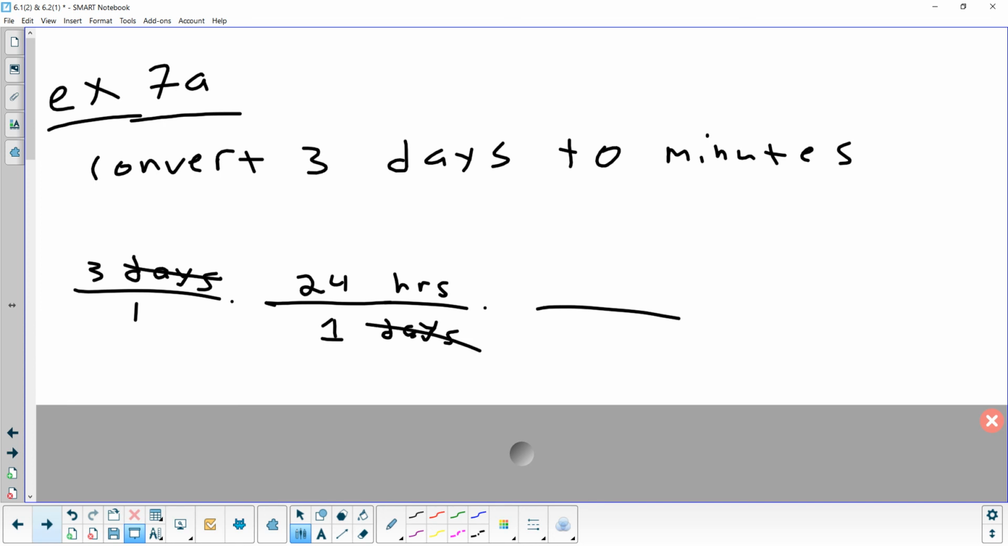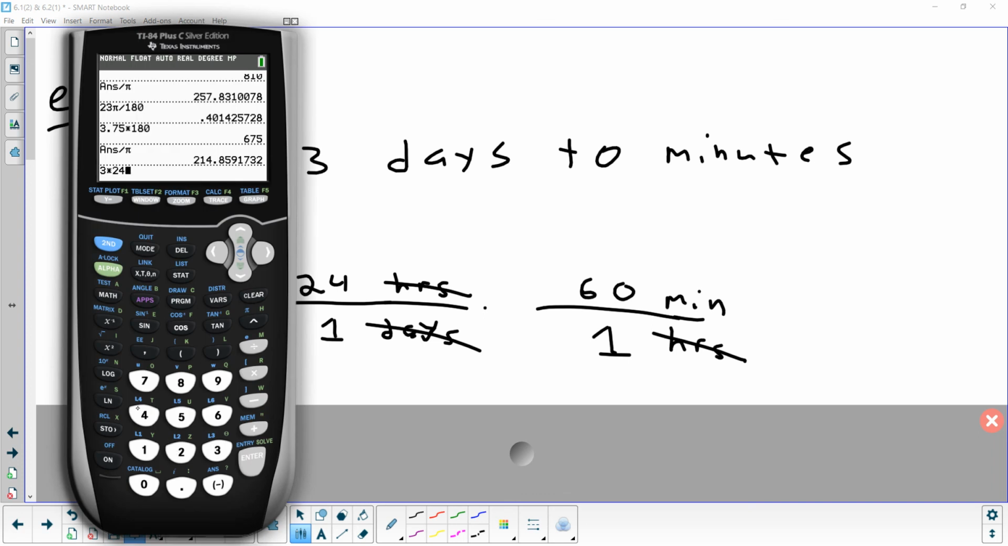Now we want to cancel out hours. What's the conversion between minutes and hours? Michael? 60 minutes per hour. 60 minutes per 1 hour. Where is hours going to go this time? Top or bottom? Bottom. So we're going to put hours in the bottom. We're going to put minutes in the top. And there are 60 minutes in 1 hour. Hours is gone. And now look at your units and see what you're left with. Minutes over nothing. That's what you want. Now we just multiply straight across. So 3 times 24 times 60. Okay, so the answer is 4,320.